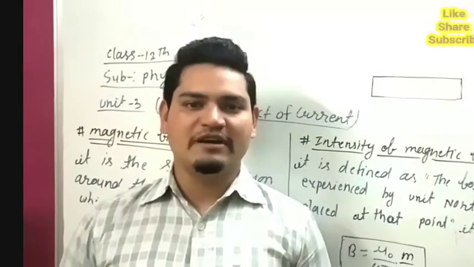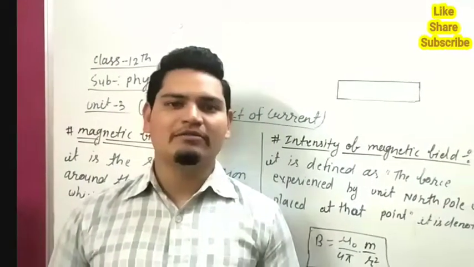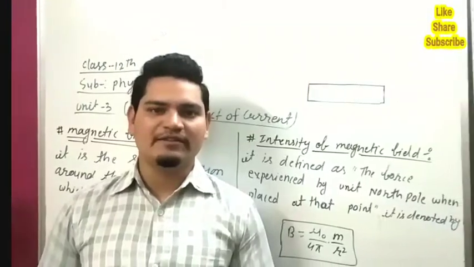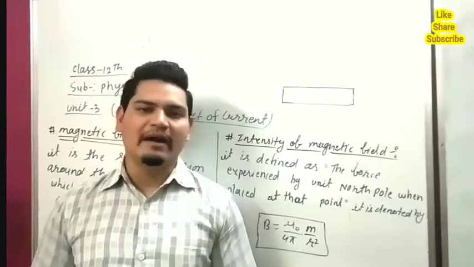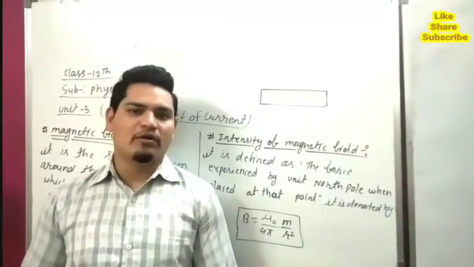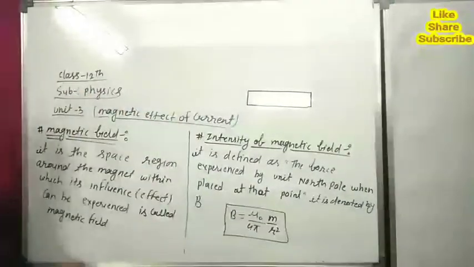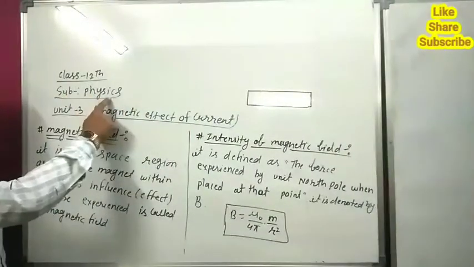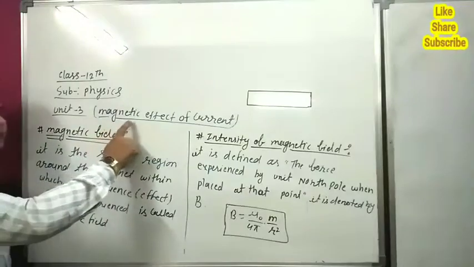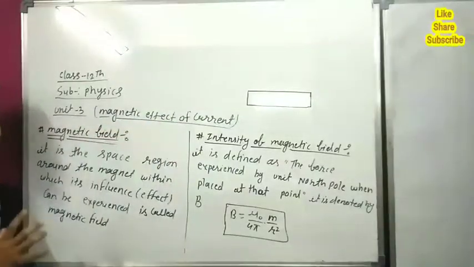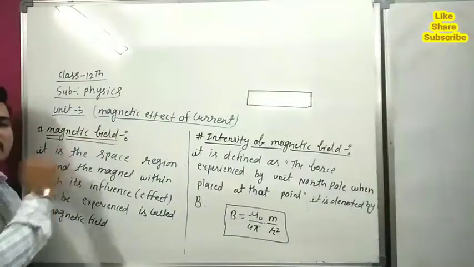Welcome back dear students. Today we are going to start class 12 physics unit 3, magnetic effect of current. So let's start class 12 subject physics unit 3, magnetic effect of current. So our first topic is magnetic field.